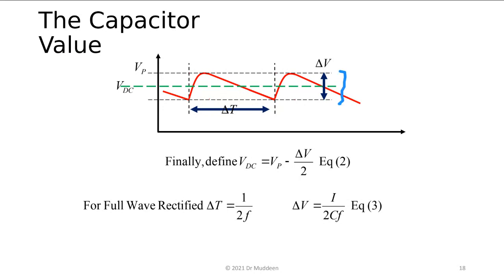A reasonable estimate for this whole behavior here is that the average value of this is the peak value minus half of that fluctuation. Fair enough? Fairly straightforward. Maybe. Why maybe?